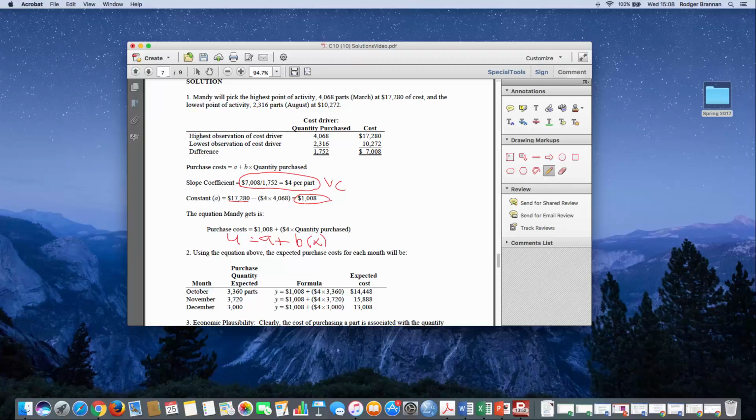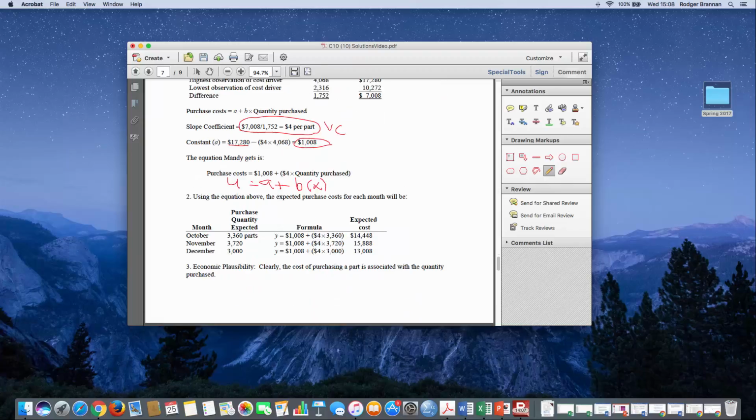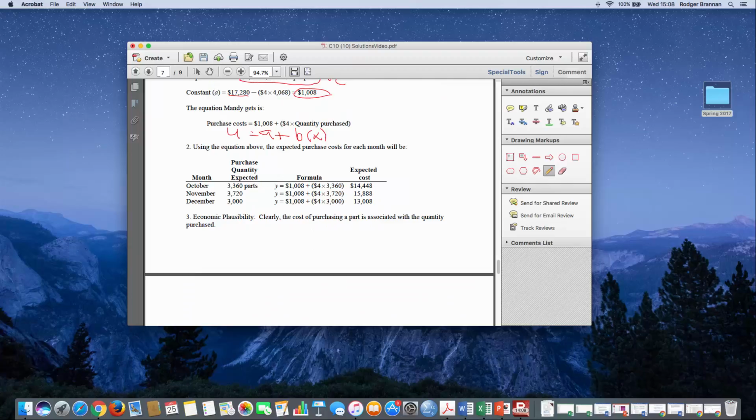Just put it in. Now I can put numbers to it. My total cost for operating my part department is a function of the fixed cost, namely $1,008, and the variable cost of $4 per unit. So if they're going to order in October 3360, November 3720, 3000 December, these are the expected cost.